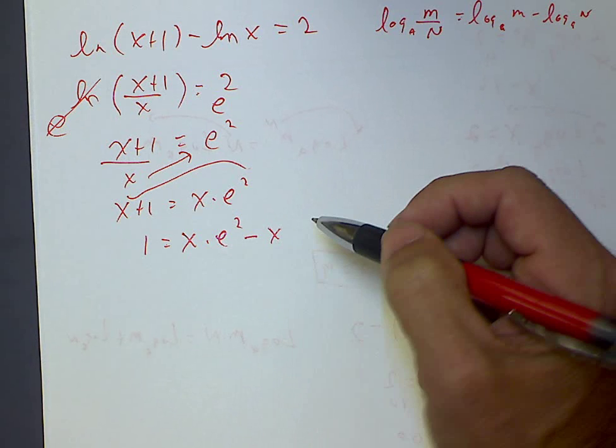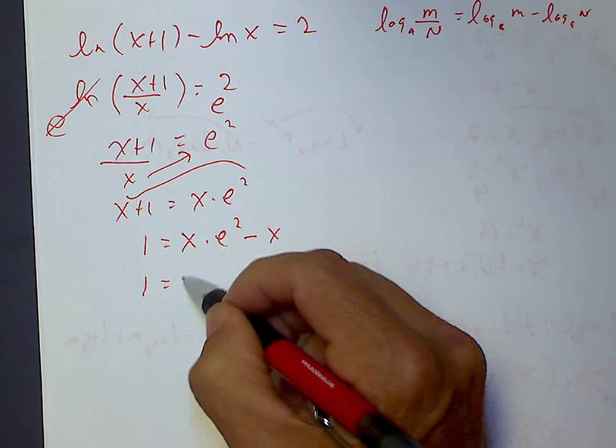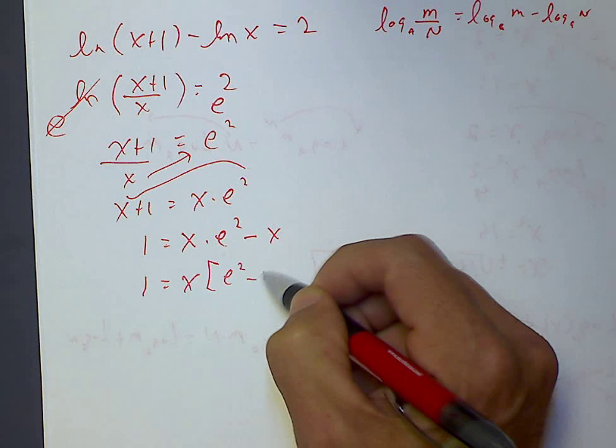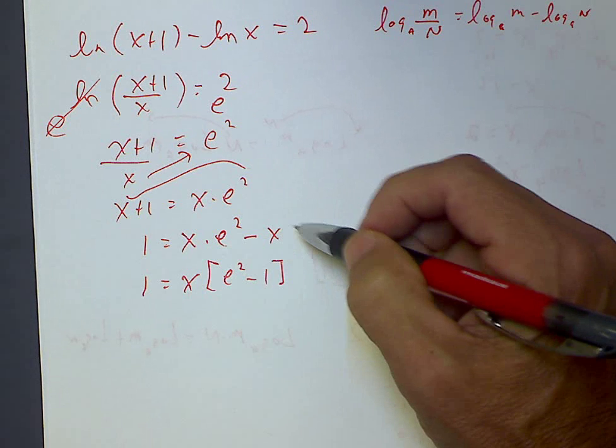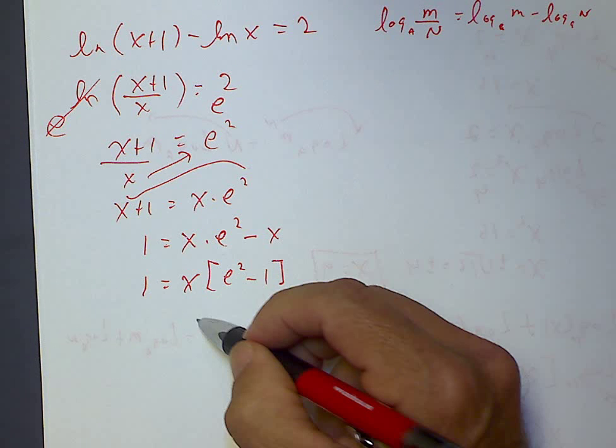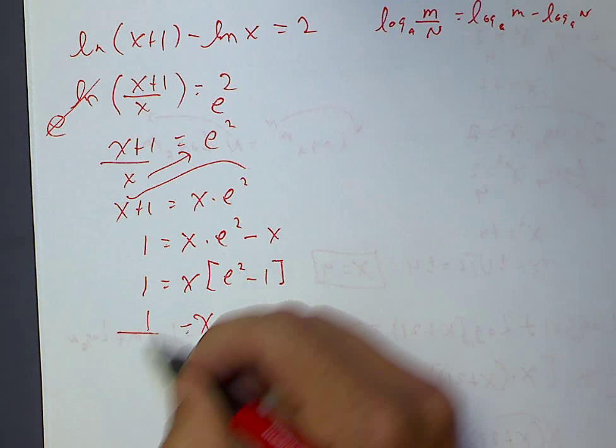Undistributing x, I have 1 equals x times e squared minus 1. Don't forget, we divide both sides by e squared minus 1, since x is factored out. There's a 1 left over right here. Finally, divide to solve for x. 1 divided by e squared minus 1.